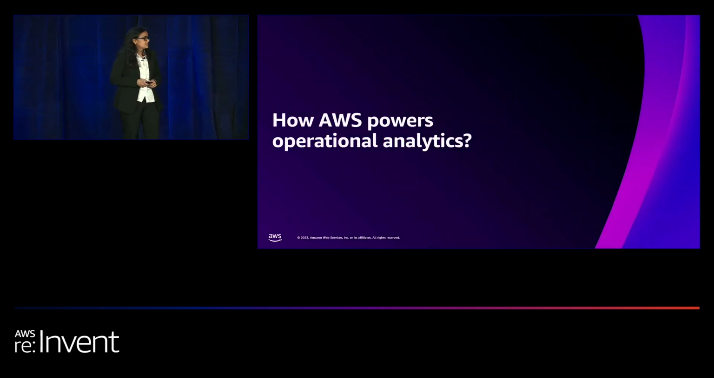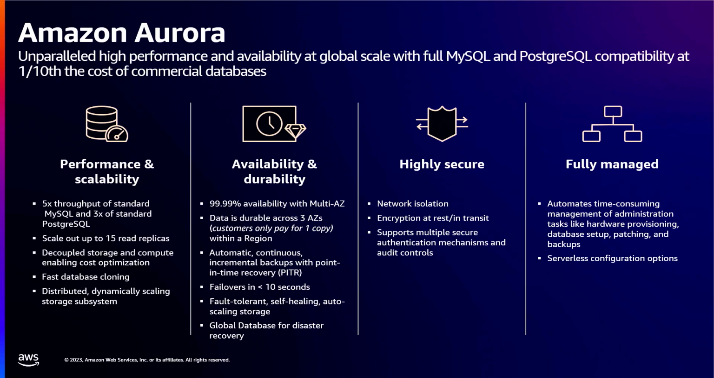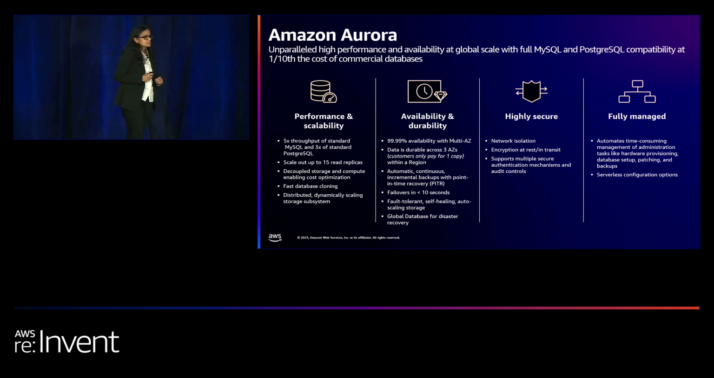All right, so let's talk about how AWS powers operational analytics. To start with, the AWS idea is to provide purpose-built databases for transactions and analytics. Amazon Aurora, as many of you know, is a relational database service that combines the speed and availability of commercial databases with the simplicity and cost effectiveness of open source databases. Many of our customers use Aurora as the data backend for their transactional applications. It's fully compatible with MySQL and PostgreSQL, so you can easily write applications to it or move your applications to it without having to make any changes.